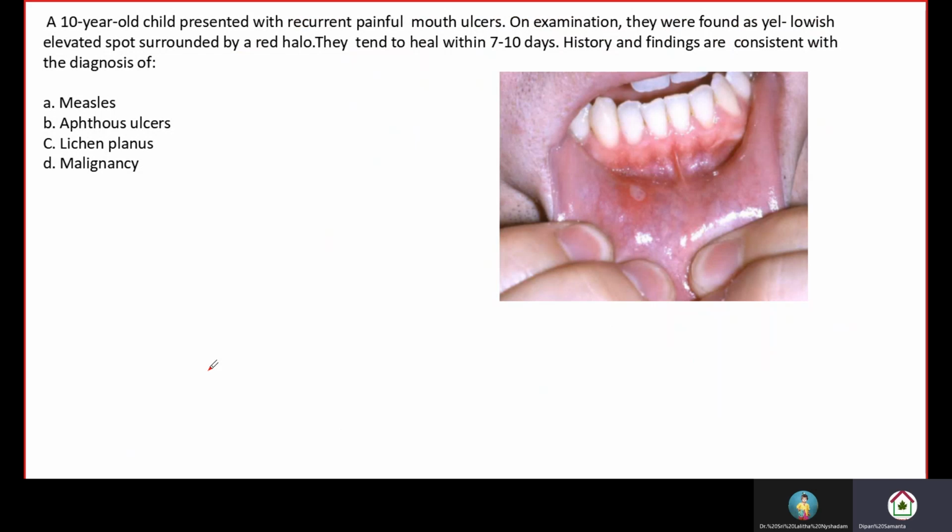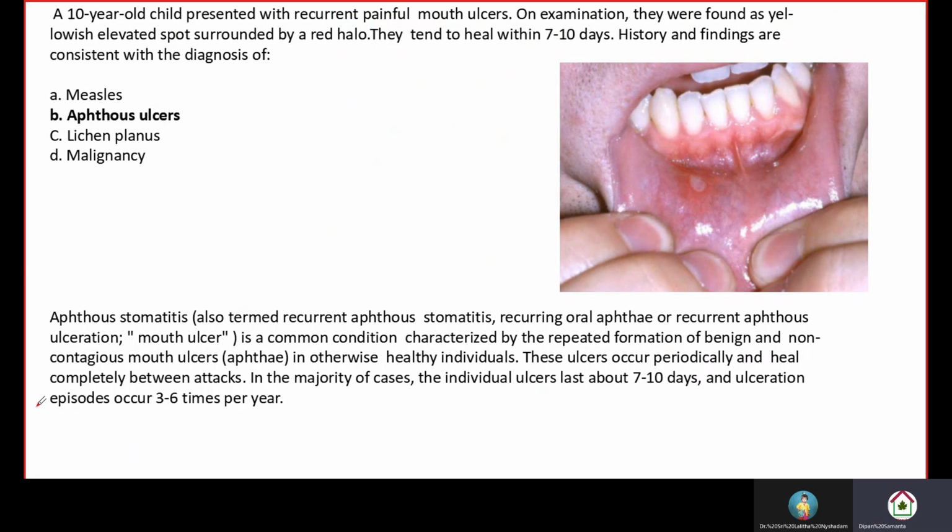A 10-year-old child presented with recurrent painful mouth ulcers. On examination, they were found as yellowish elevated spots surrounded by a red halo. Okay, they tend to heal within 7 to 10 days. History and findings are consistent with the diagnosis of, and the answer will be aphthous ulcer.